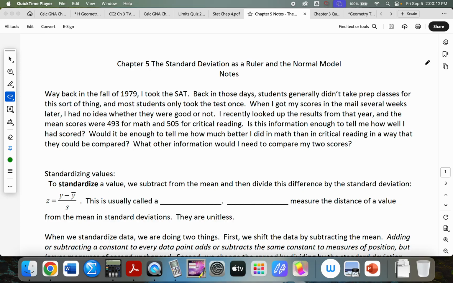It used to be the mean was 500 and the standard deviation was, for most years, about 100. Then they changed it and now it's more like 600 is closer to the mean. They made the scores all jump. Look, we did better. And I'm like, well, okay, not really. 800 was still the maximum. So I looked it up, and the mean score for math was 493, and the mean score for critical reading, as they called it at the time, was 505.